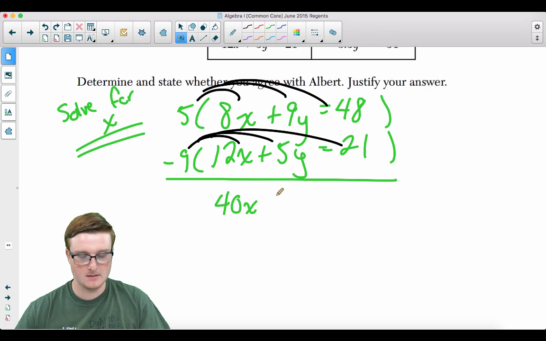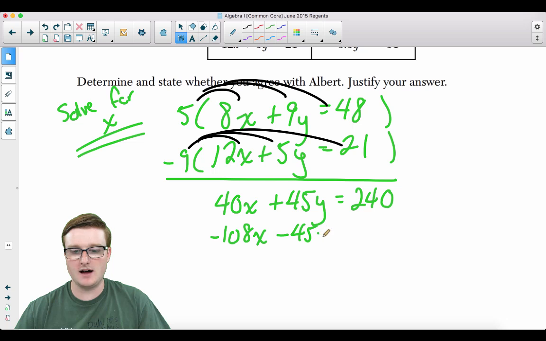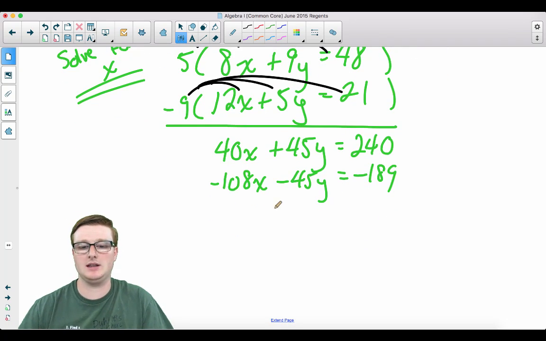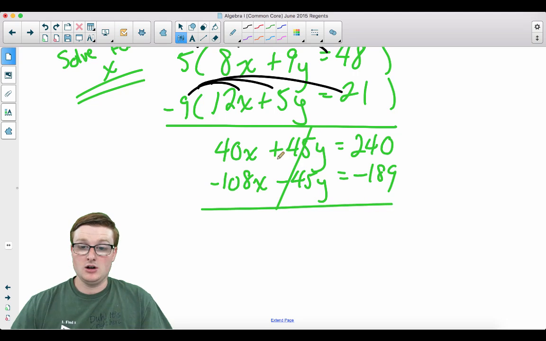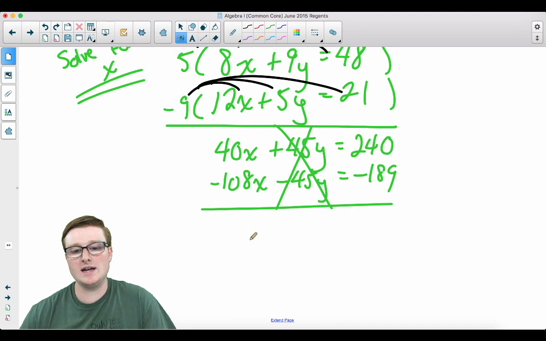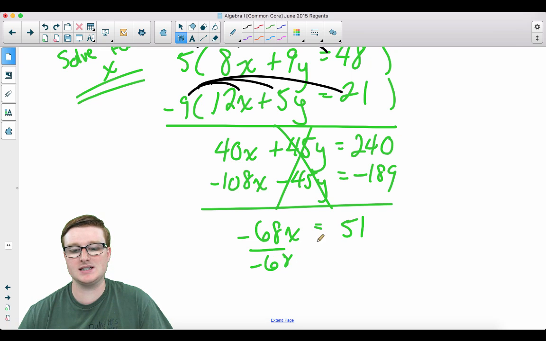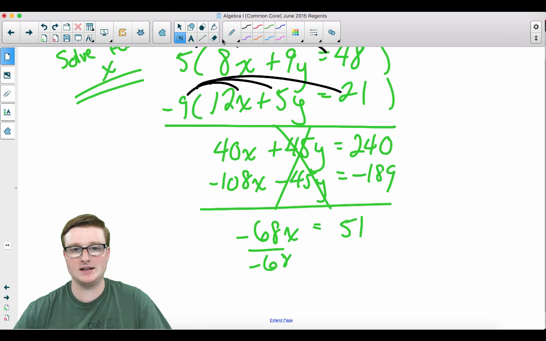So what we get here is 40x plus 45y is equal to 240, and we get -108x minus 45y is equal to -189 when you multiply them. Those y values now cancel. So 40 minus 108 is -68x, is equal to 51. Now in order to solve this, we just divide by -68 on both sides.